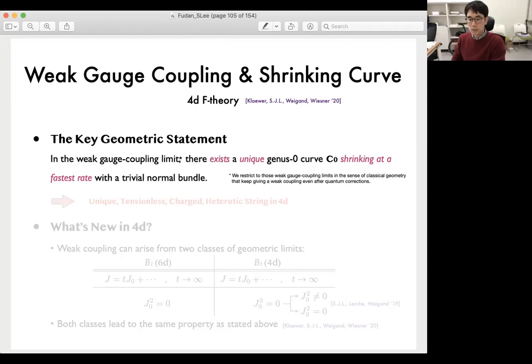So I just wanted to read this sentence once again, which will be applied in four dimensions. It's essentially the same as in six dimensions, but let me just read it for you. So in the weak gauge coupling limit, there exists a unique genus zero curve C0 shrinking at the fastest rate with a trivial normal bundle. And unlike in six dimensions, the uniqueness argument in four dimensions is only going to work for a fastest shrinking curve. But if you think about it, that's all we need for a well-defined heterotic duality frame, because you're only considering the parametrically smallest tension, and uniqueness of such a string is guaranteed by this weakened uniqueness criterion.